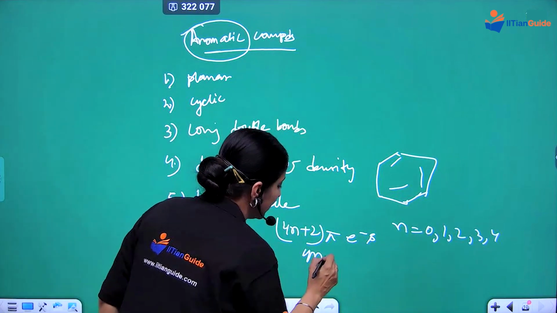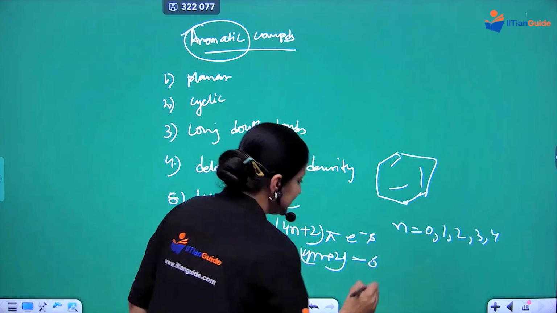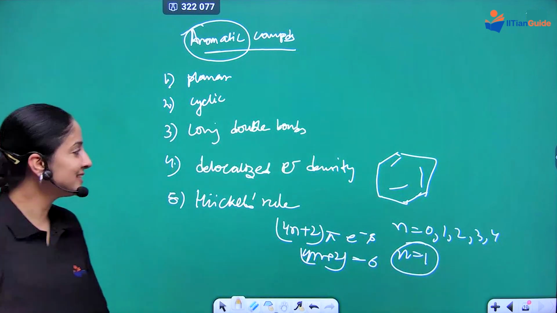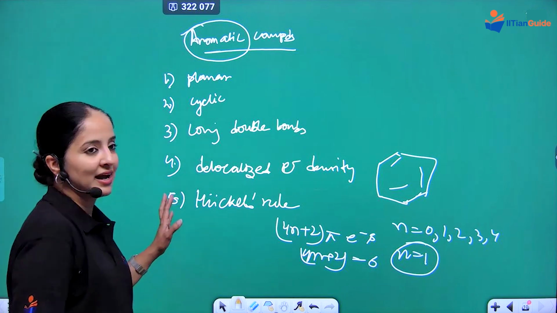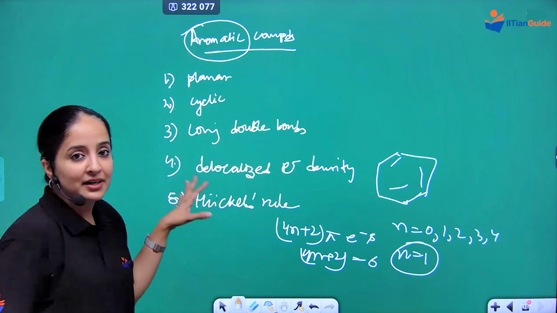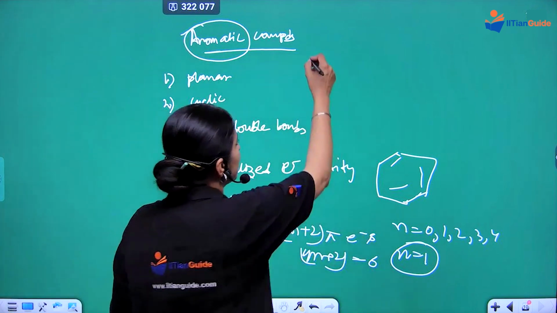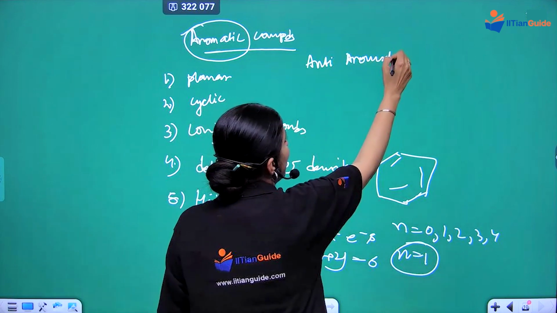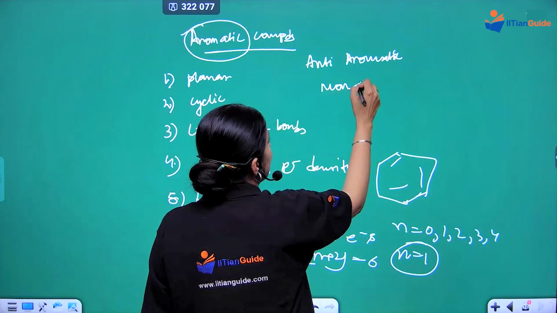4n plus 2 is equal to 6. N is 1, ma'am. Yes, correct. So this is your aromaticity, right? These are the conditions for aromaticity. Then further, you must study your anti-aromatic and non-aromatic compounds.